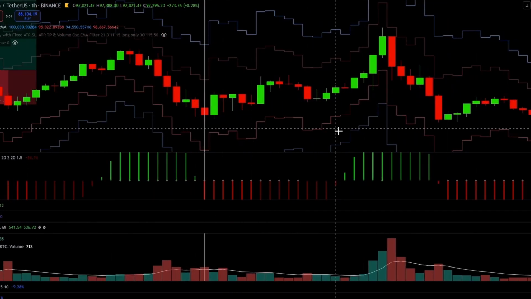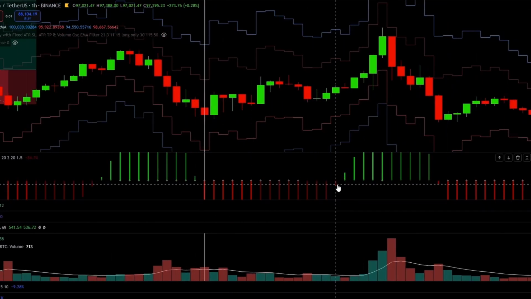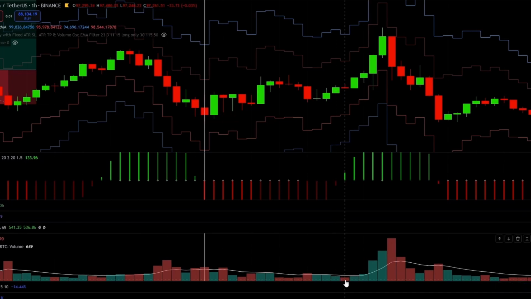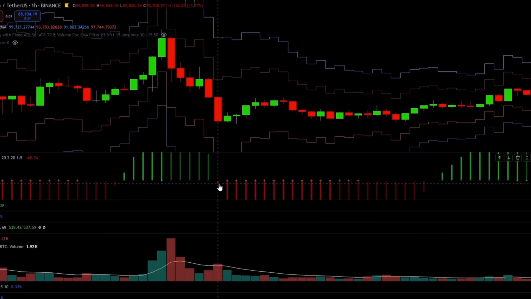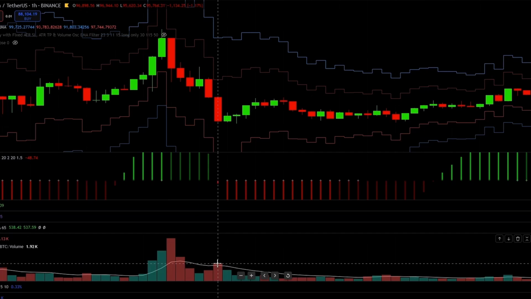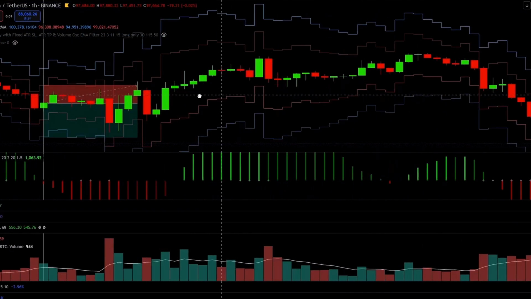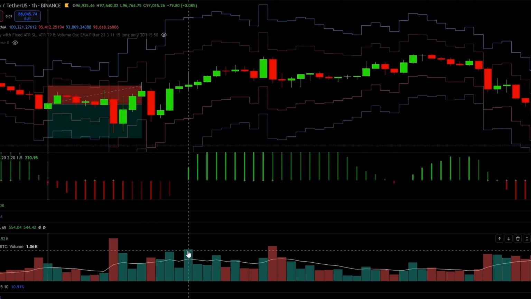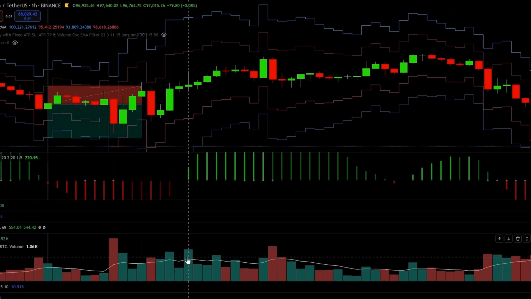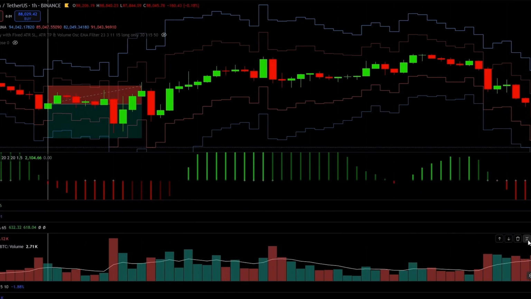Let's see a few entries. So here it would have been a long entry signal, but the volume with EMA did not agree, as the volume bar was below the volume-based moving average. Here is a short entry signal from the squeeze momentum, and the volume bars agree, as the volume is higher than the volume-based EMA, and it's red. Let's find a long entry. Here is a valid long entry, as on this candle the volume bar was well above the volume-based EMA, and it was green. Pretty simple.